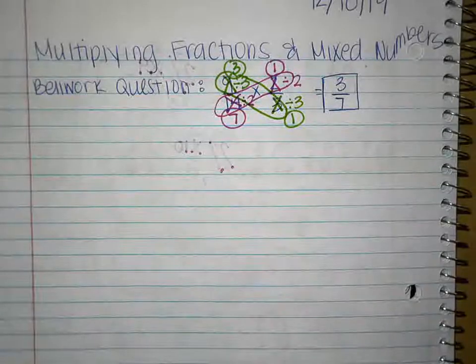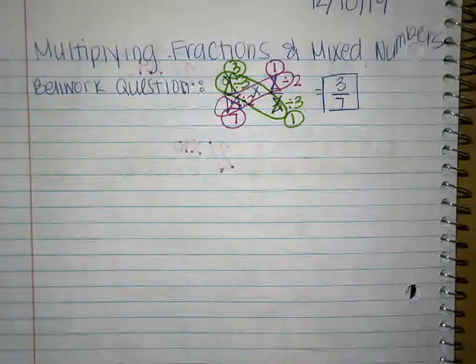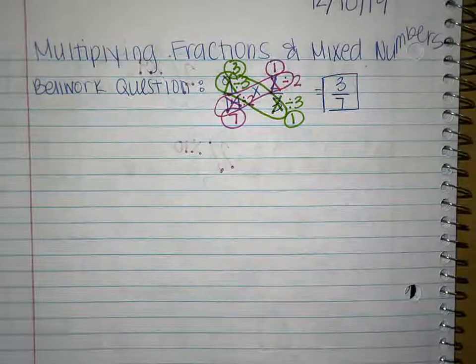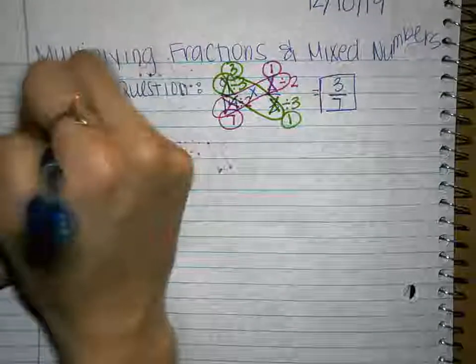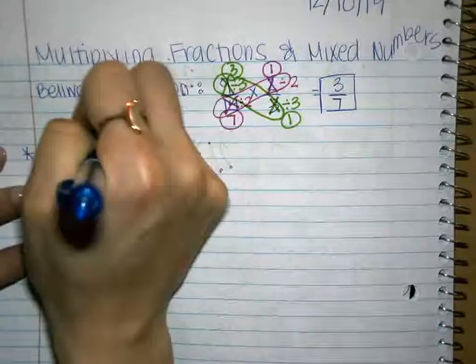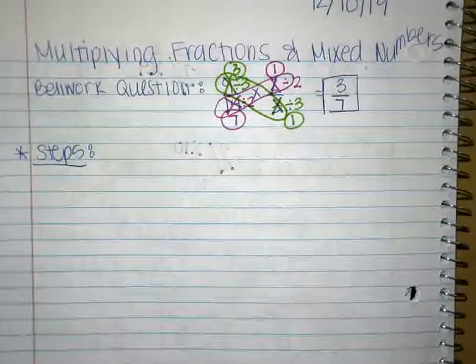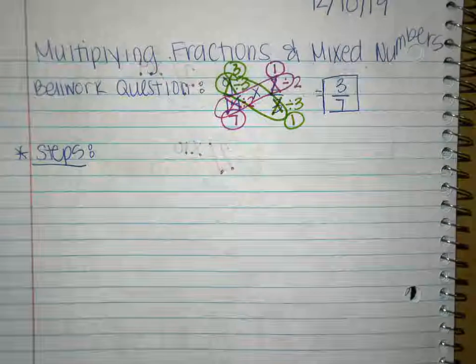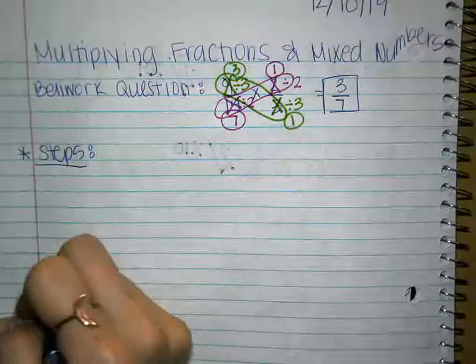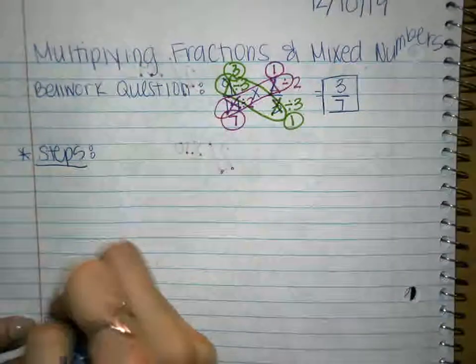So multiplying mixed numbers, guys, is very, very similar to multiplying fractions. It's just a mixed number instead of a fraction. So we're going to write down our steps. Skip some lines. Example.